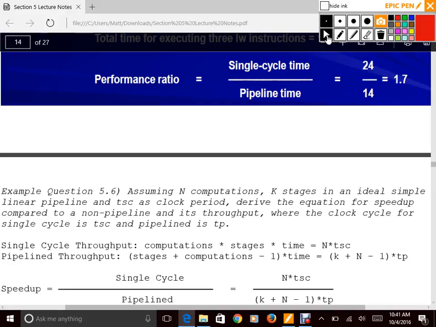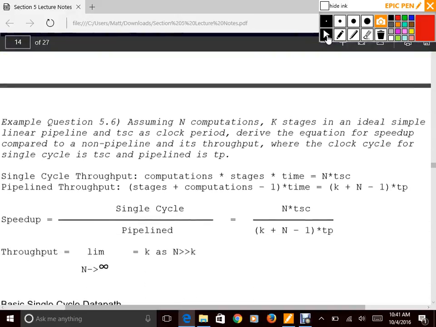The whole purpose of pipelining is to obtain an ideal speed up of K, where K is the number of stages. So in MIPS, what's my ideal speed up? 5. Very good. 1 out of 40, not bad. Do you see how that works?